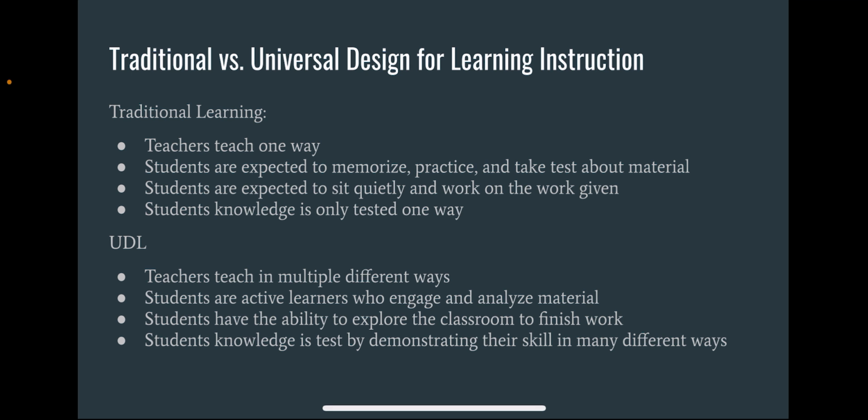Traditional versus universal design for learning instructions. Traditional learning is the teacher teaches one way. The students are expected to memorize, practice, and take a test about the material taught. Students are expected to sit quietly and work on the work given. Students' knowledge is only tested one way.